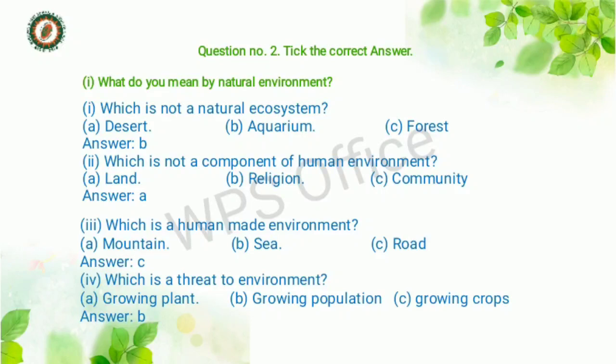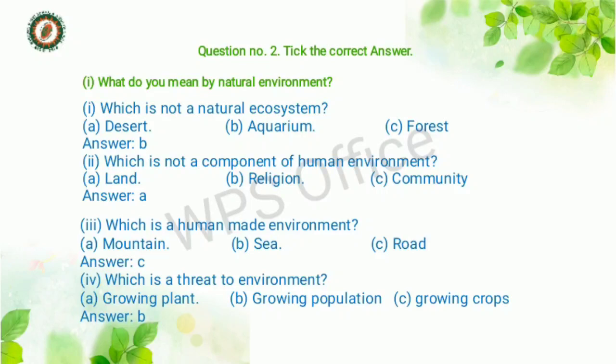Now question number 2 is, which is not a component of human environment? Option A is land, option B is religion, option C is community. And the correct answer is A, land. So land is not a component of human environment. It is a component of natural environment.